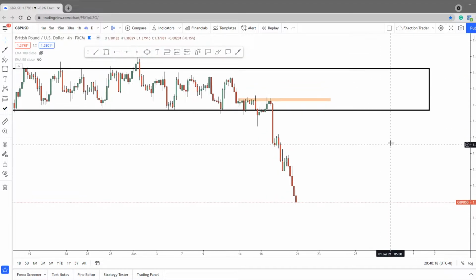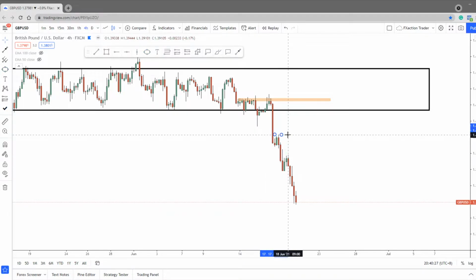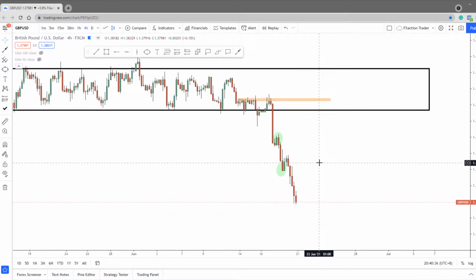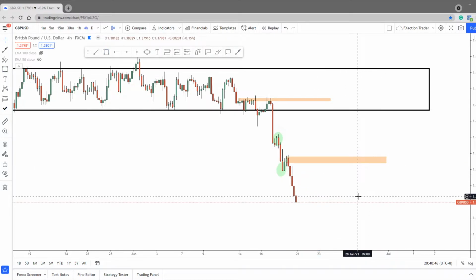Alright, so let us get back to the market structure. We can see that once this structure is broken, the market started to make lower highs and also lower lows, right? Which is the typical behavior of a downtrend market. So the next step, we're going to highlight the nearest key level that we might have to wait for the trade to happen.